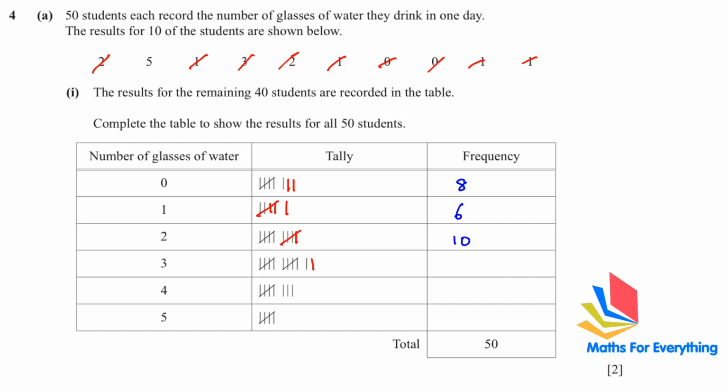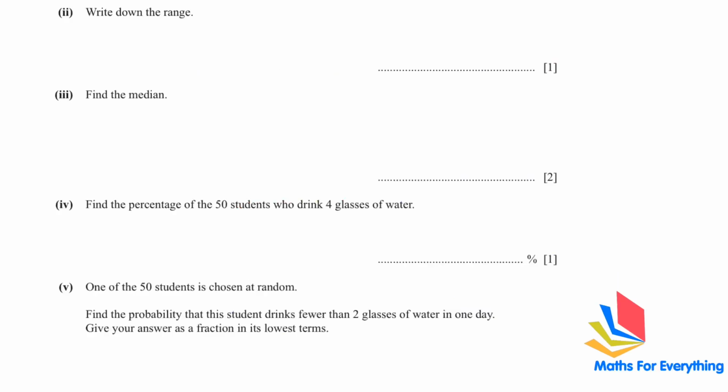3 is one more, so we write it here. This is 5 plus 5, 10 plus 2, 12. We don't have any extra 4, so 5, 6, 7, 8. And 5, we have one more. So total 6. And we are done with the table. Now let's read the next question.